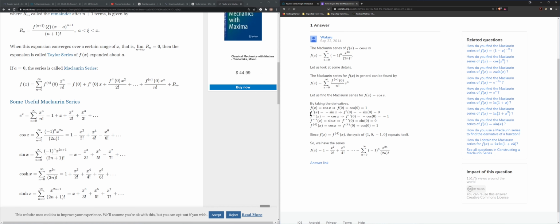I need to figure out what f prime of 0 is, right? So for cosine x, I differentiate to get f prime of x. Here f of x is cosine x, so f prime of x is going to be minus sine x, and I evaluate that at x is equal to 0 to give me minus sine 0, which is 0, right? So that would tell me that for cosine x, the coefficient over here is 0. In other words, I'm not going to have a term in x for cosine, right?